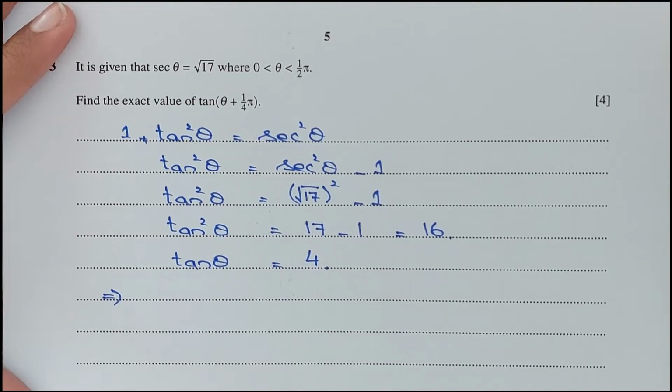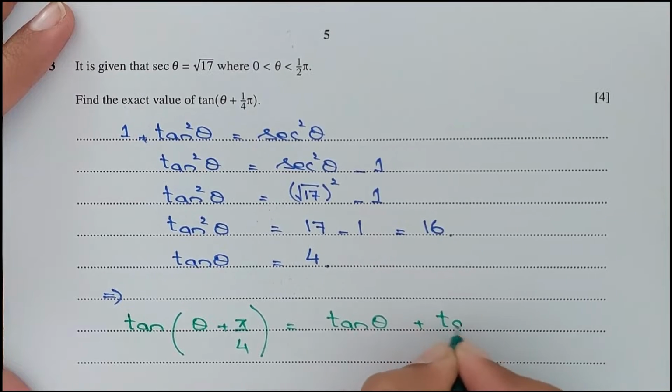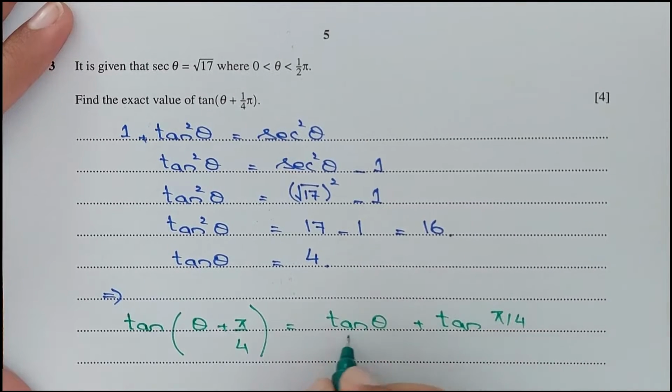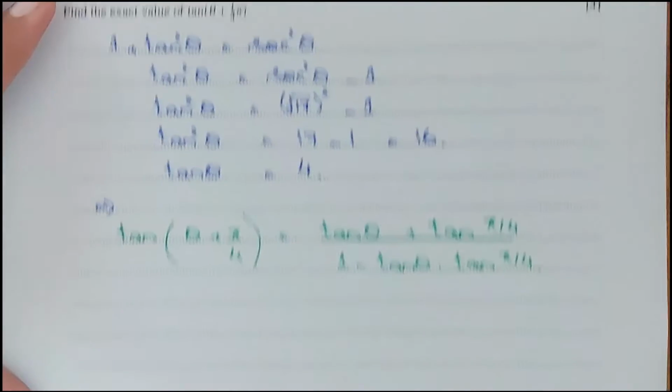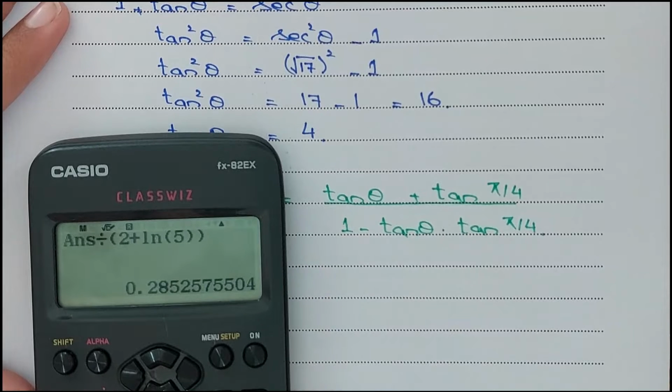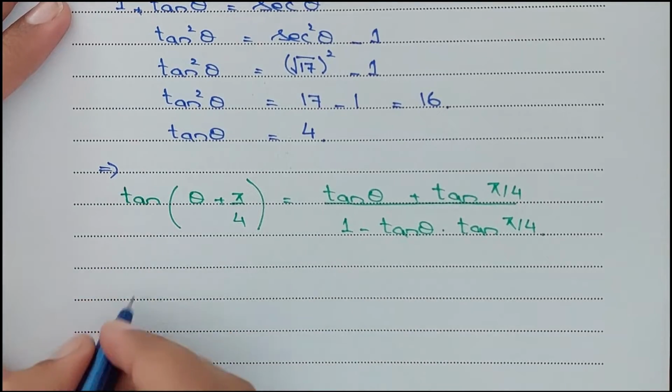Okay, now let me apply the formula tan(a plus b): tan(theta plus pi by 4) equals tan theta plus tan pi by 4 over 1 minus tan theta into tan pi by 4. Tan 45 is equal to 1. Let me double check. Tan pi by 4 is 1. Yes. Okay, let me substitute the values.